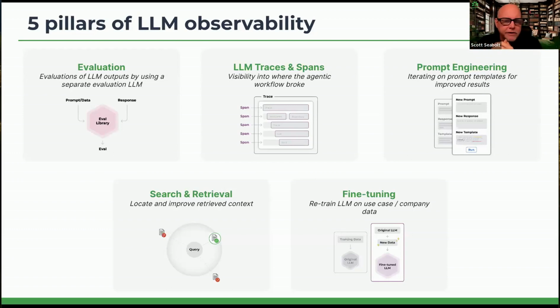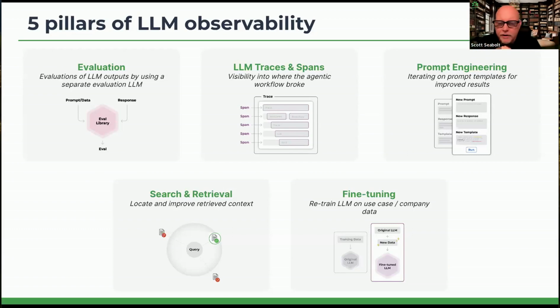And then another pillar is LLM traces and spans, right? Tracing and spanning are about gaining visibility into the workflows of the LLM operations. By examining those traces and spans, we can pinpoint where and why a workflow might be breaking down or isn't producing the expected outcome. These detailed inspections are crucial for debugging and optimizing the LLM, and they provide insights into each step of the LLM's decision-making process as well.